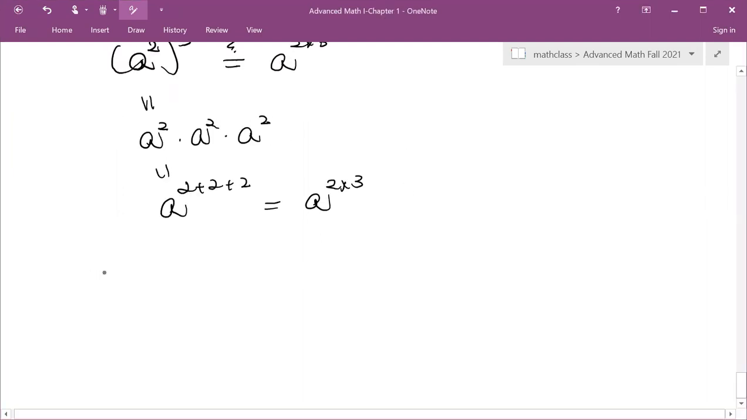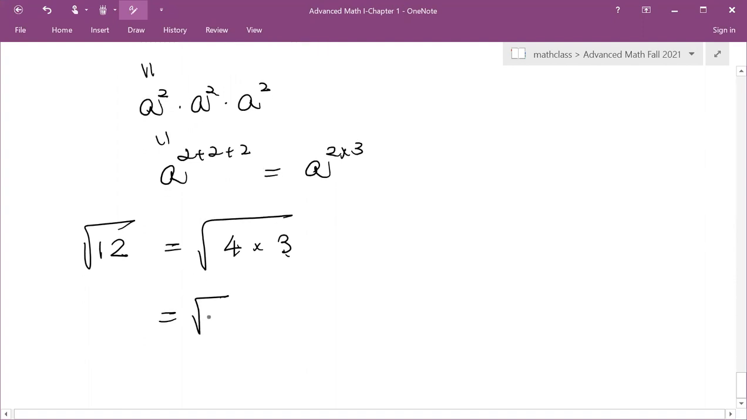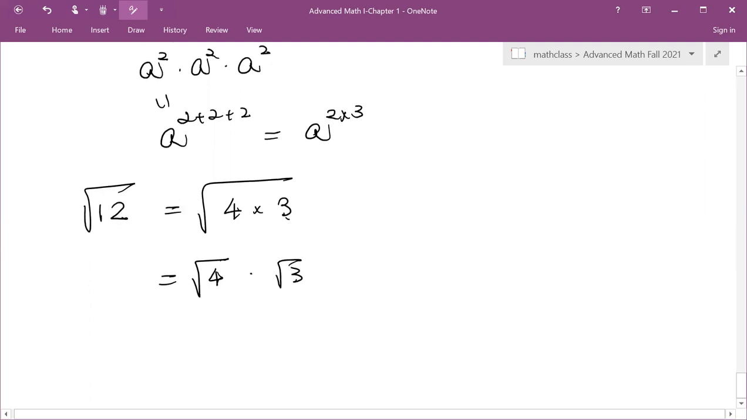All right, so now let's take a look at the square root of 12. Square root 12 can be written as 4 times 3, right? That's 12 is 4 times 3. So that can be square root 4 times square root 3. But square root 4 is going to be 2. So this can be simplified as 2 times square root 3.